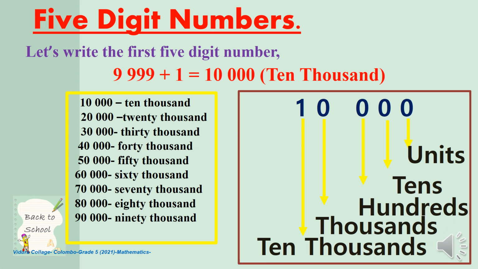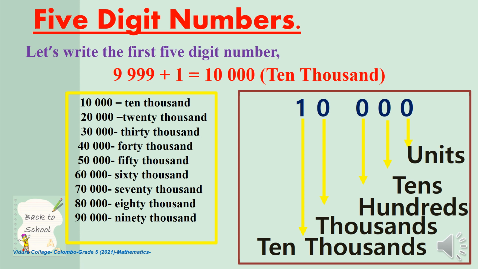Now we are going to learn about numbers with more digits, 5-digit numbers. Let's try the first 5-digit number. The first 5-digit number comes after 9999. 9999 is the last 4-digit number. So once you add 1, you get 1 and 4 zeros together. So that is the first 5-digit number. You read it as 10,000. 10,000 is the first 5-digit number.